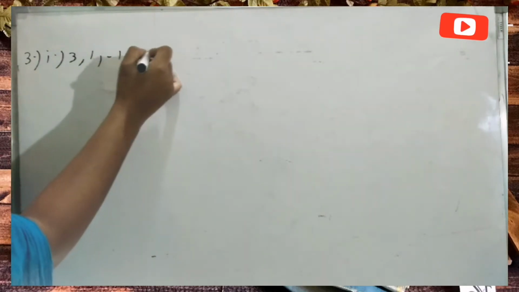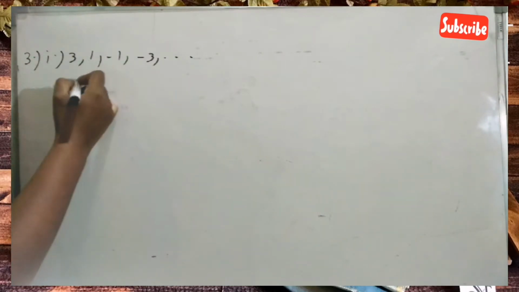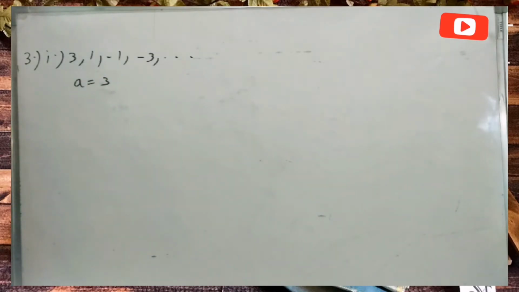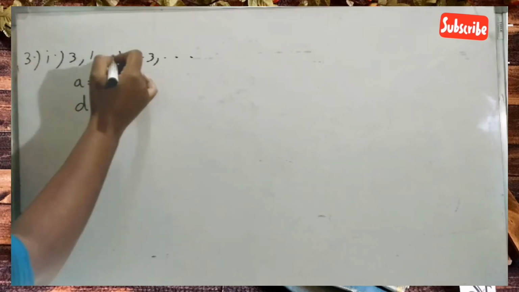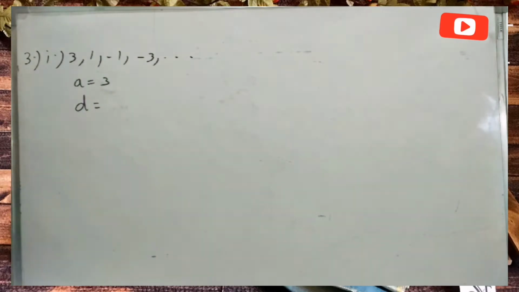First sub question, 3, 1, -1, -3, etc. We need to write the first term and the common difference. First term A is equal to 3, and common difference D is equal to the difference of any two consecutive terms. You can take the common difference of any two consecutive terms because it is given in our question that these are APs, so if you take the difference of any two consecutive terms, you will get the same answer.